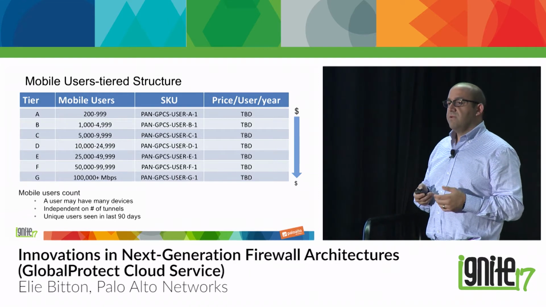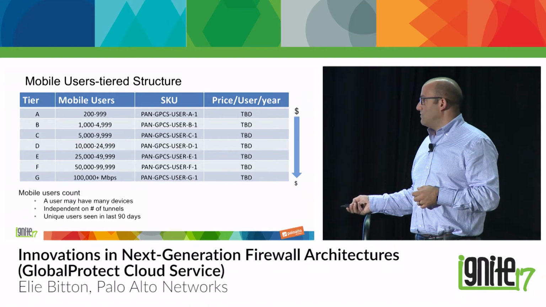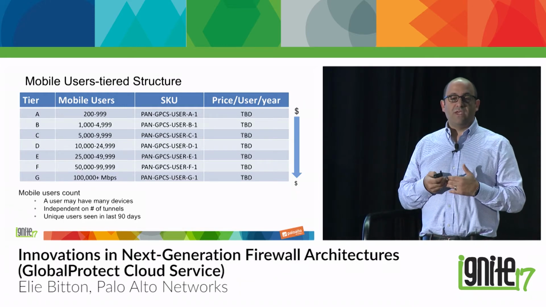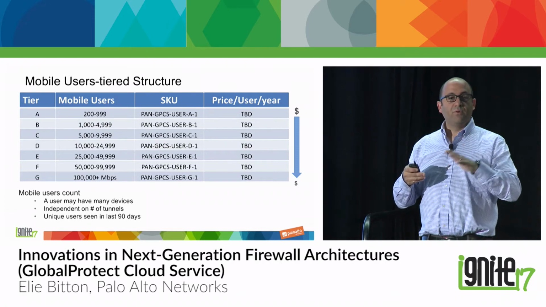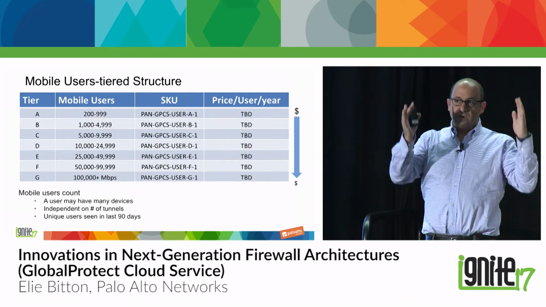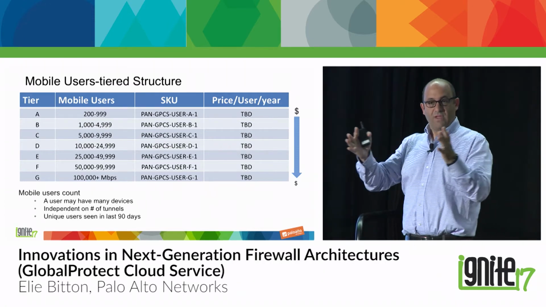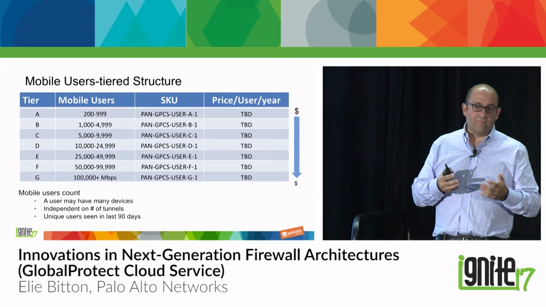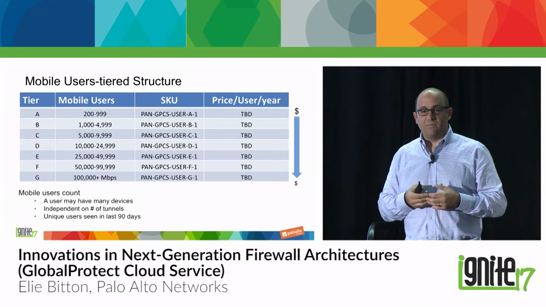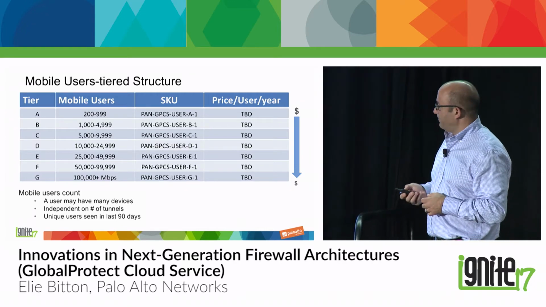We don't count the number of tunnels. What we do count is the number of unique users in the last 90 days. That's so we can be fair to you if you have contractors that come and go or employees that leave. It's a 90-day, a 3-month window in time. That's a buffer that moves. So it's an accurate count of how many users are using the system. That's not something you need to deliberately do. It's just how we're counting it.